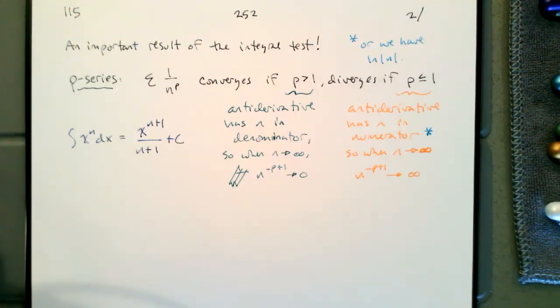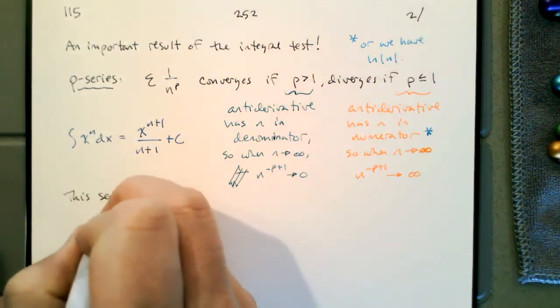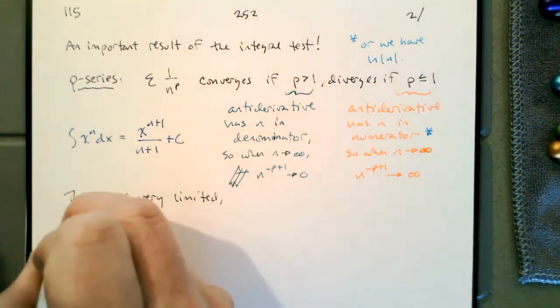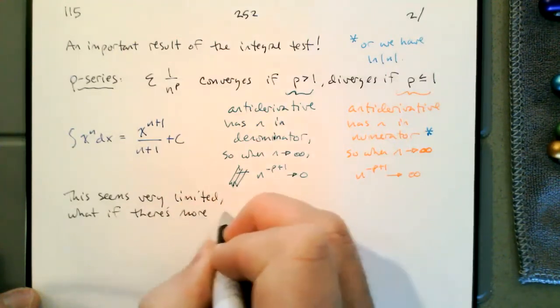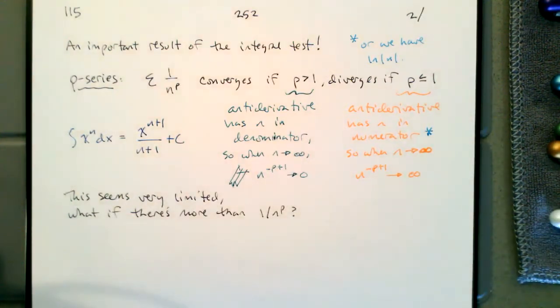An important thing to notice at this point is that this is a very limited scope, a very limited number of types of series to have. Not everything looks like 1 over n to the p. What if there's a bunch of other stuff going on? So this seems very limited. What if there's more stuff going on in our term? Thankfully, we have the comparison tests.